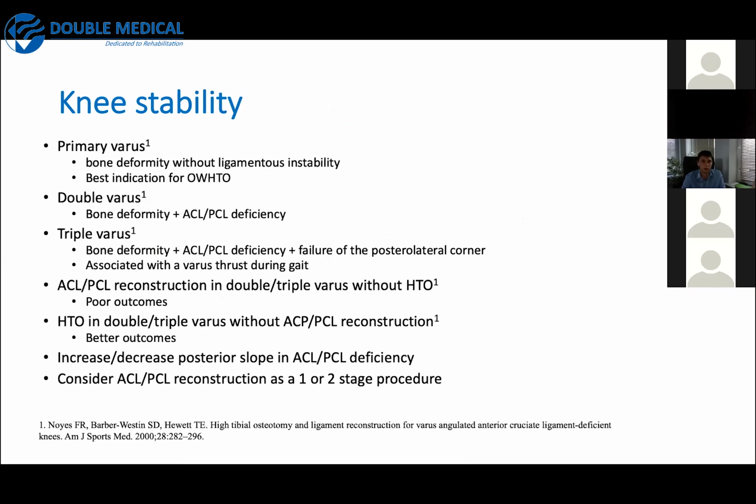The knee stability is one more important factor. In primary varus, when we have just bony deformity, the results are the best. It is the best indication for opening wedge high tibial osteotomy. In double varus, when we have bone deformity and ACL or PCL deficiency, the results are worse, and we often need to do a 2-stage procedure. We need to do a reconstruction. We also need to remember about tibial slope and how it can help us in our surgery.